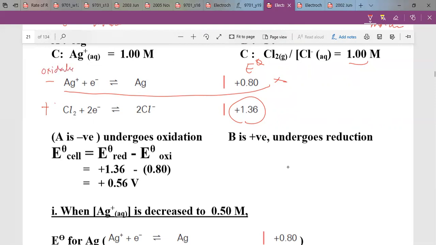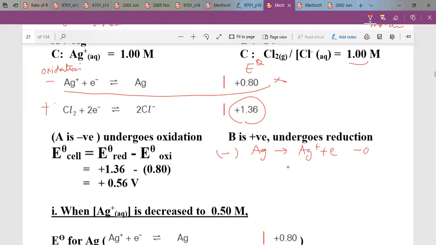Oxidation. That means it's going the other way, isn't it? It means silver becomes Ag plus electron. So if I put it this way, I will change this to minus zero. So when you change the equation, you change the sign.